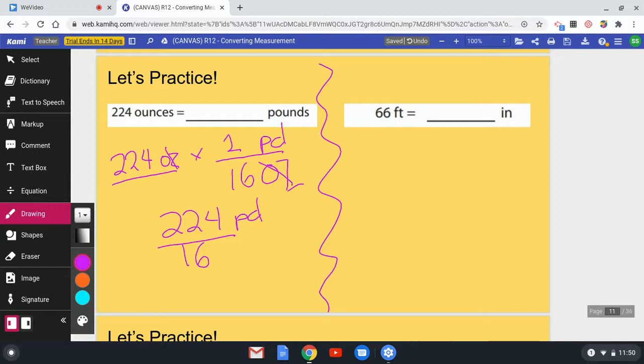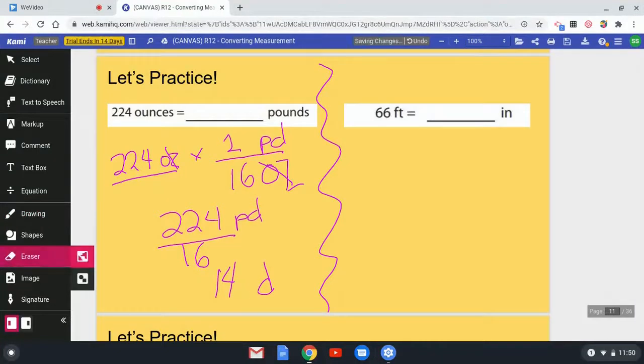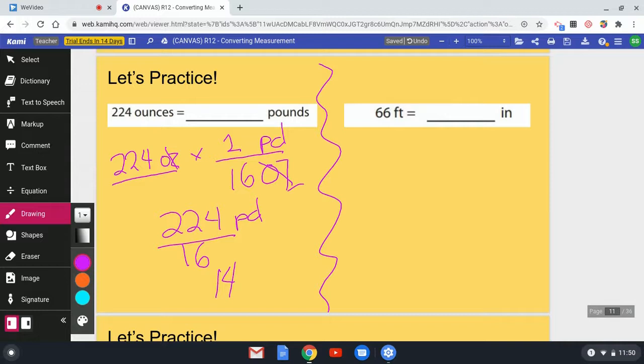Well, then I would have to do some math, and I would have to do 224 divided by 16. If you have a calculator, pull it out. I'm not going to make you do the computation on this. Pull out a calculator, type it in, and you would get, oh my goodness. Let's see. You would get 14. Now, the abbreviation for pound is not PD like I did up there. It's LBS. So 224 ounces is 14 pounds.